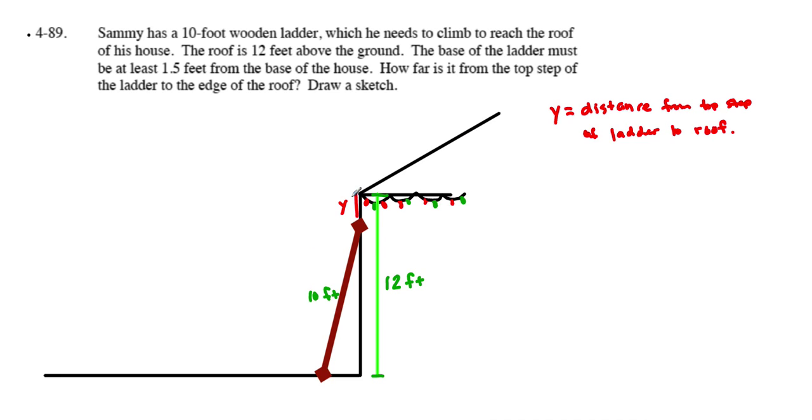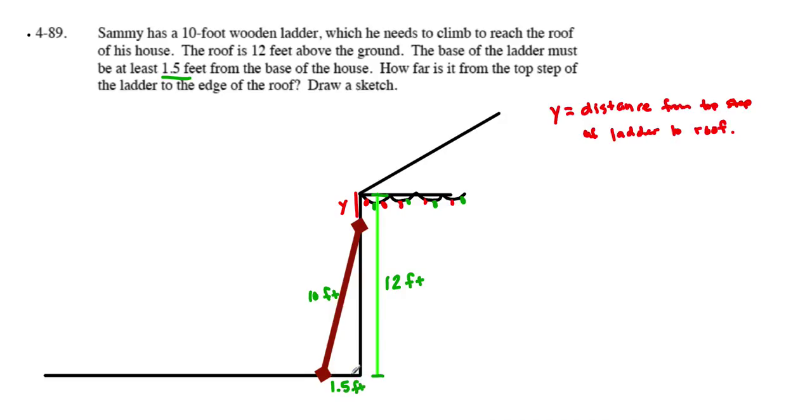So we've got y here is that distance from the top step of the ladder to the roof. We know this is 12 feet long. We know the ladder is 10 feet long. Then they also gave us a little bit more information. They told us that the bottom of our ladder here has to be at least 1.5 feet from the base of the house. So this distance here is 1.5 feet.